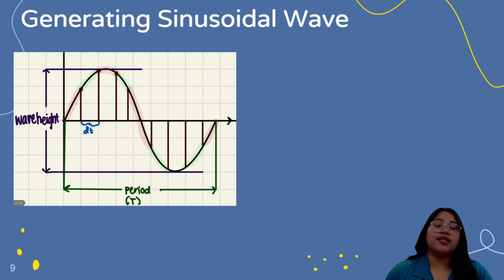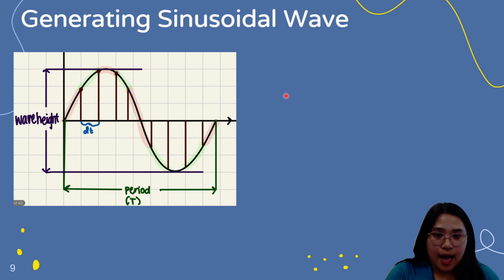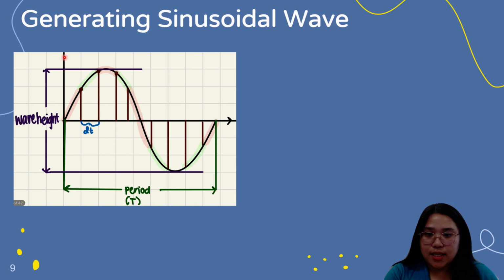To achieve that, I took the approach to relate to the sinusoidal wave that we want. In this graph, the y-axis is the wave height, the x-axis is the period, and we basically divided the periods into sections of the same time interval.